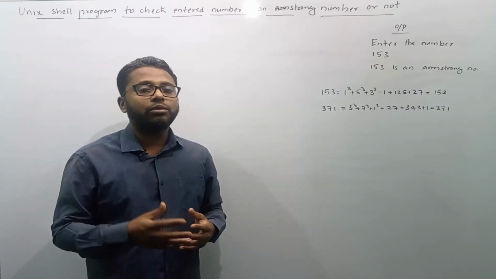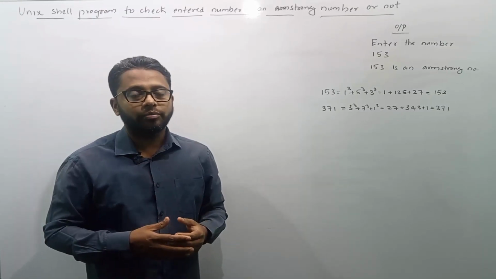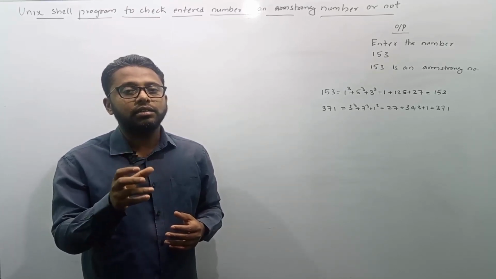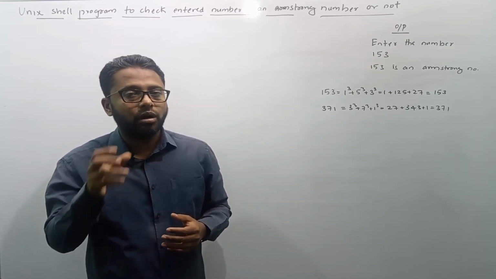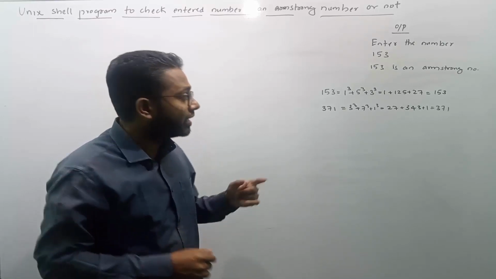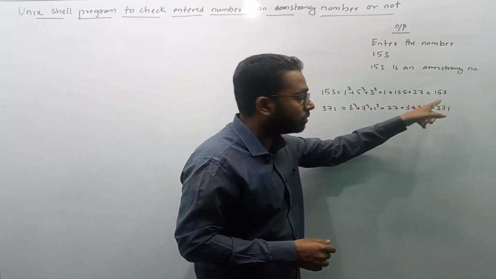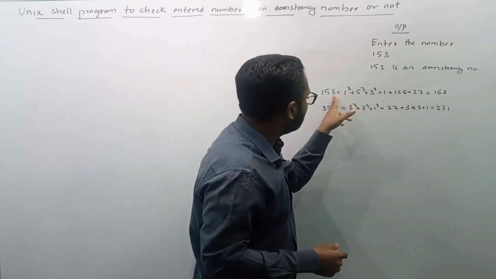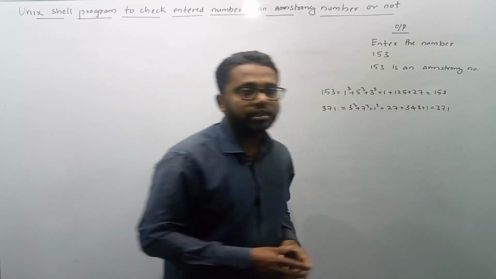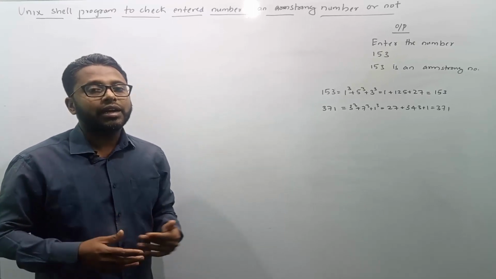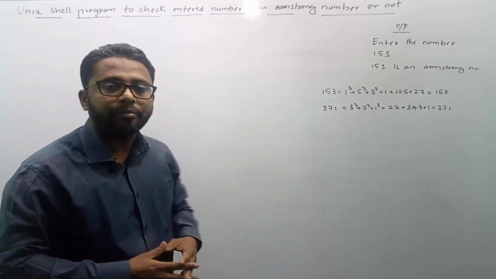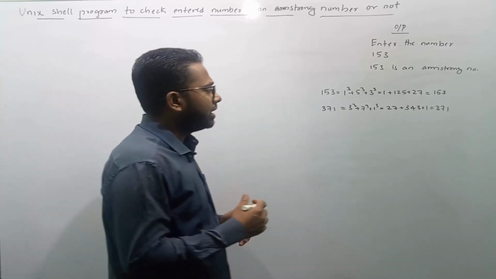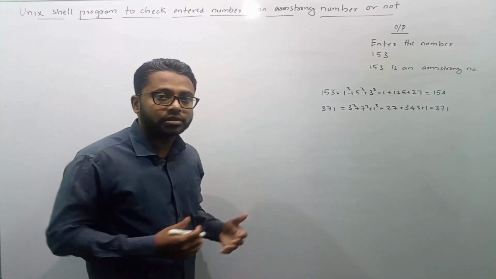Now let us first try to understand what an Armstrong number is. An Armstrong number is a number where, when you add the cubes of each and every digit of that number, you get the same number, as you can see in both of these examples. At the end I am getting the same number, 153 and here also 371. So how can we write the logic for this program? This logic contains three steps.